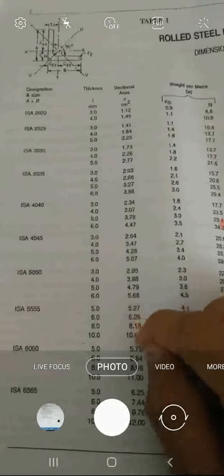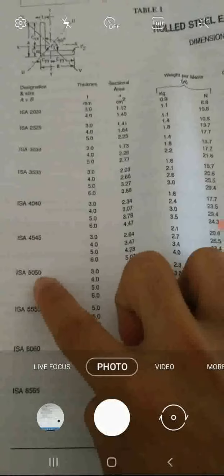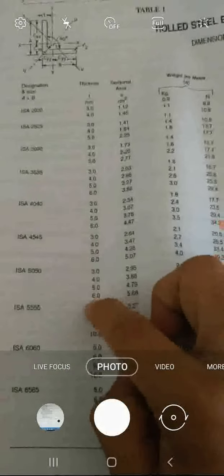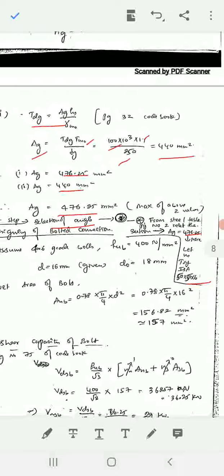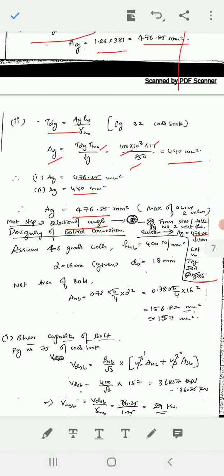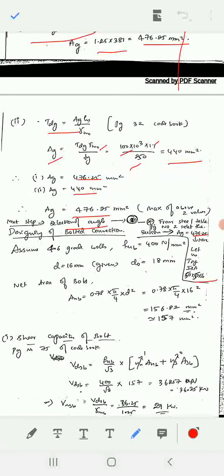You can go with any higher value, right? So 568 we will go with, that is ISA 150x150x6 mm. That is 568, so I selected that only, ISA 150x150x6 mm. All the properties of ISA 150x150x6 you have to note down. Okay, Fub is 400, given in the question.